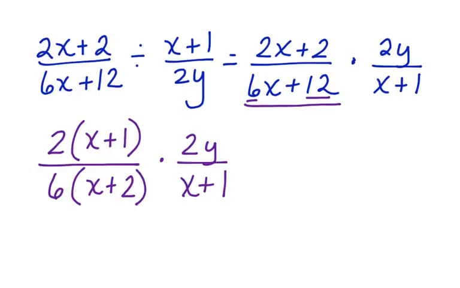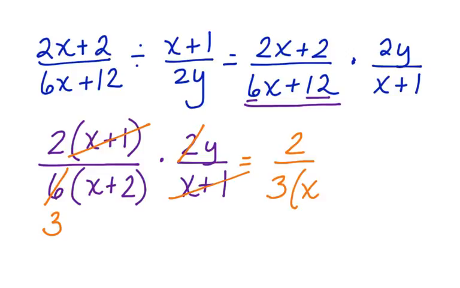Now let's look at this problem that we have now. We can cross-reduce x plus 1 and x plus 1, and we can cross-reduce the 2 and the 6. Now let's look at what we've got. We've got 2 over 3 times x plus 2 times y over 1.